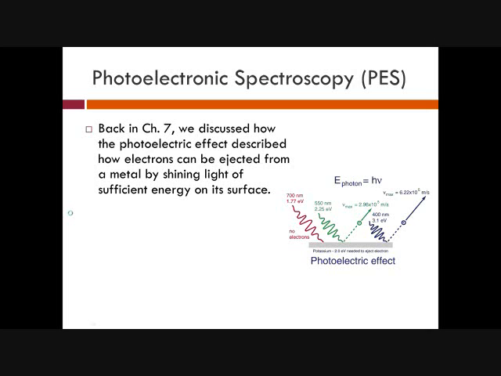photoelectric effect that Einstein did that described how electrons can be ejected from a metal by shining light sources on the surface. We talked about this when we learned about light emission spectrum, and we had the spectroscopes that we held up to the light, and we saw the different lines.